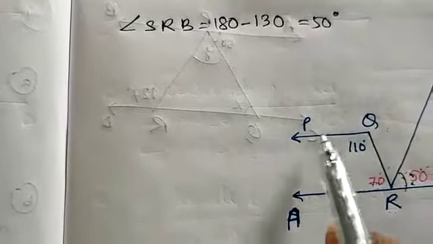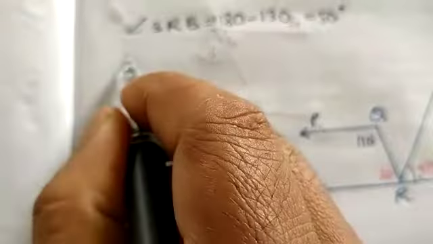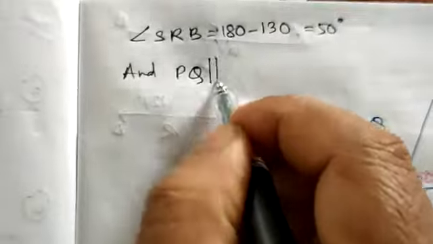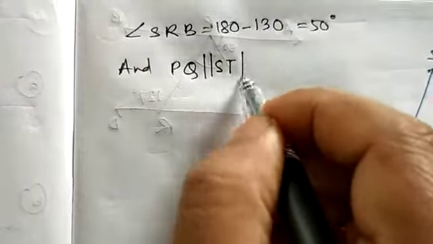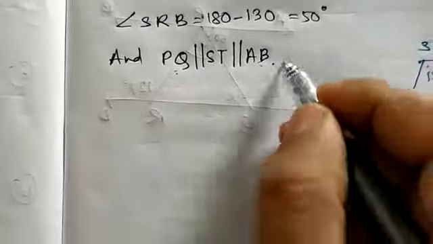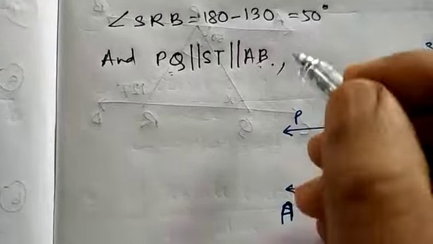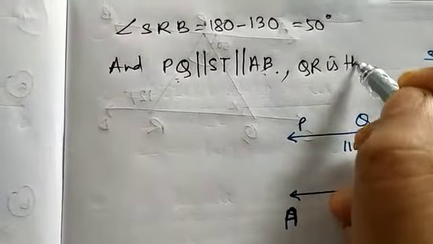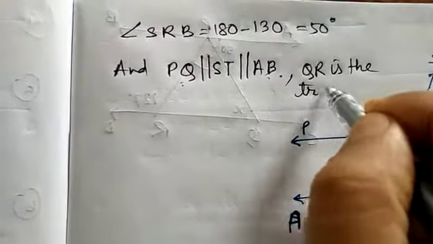Let's find the next one with exactly the same process. Again PQ was parallel to ST, and ST we have taken parallel to AB. Ultimately these two also became parallel. And what is the transversal now? QR is the transversal.